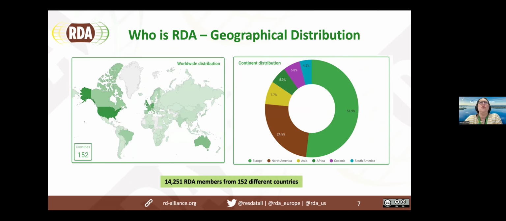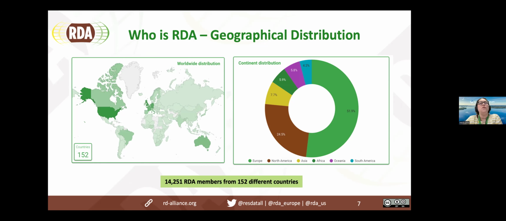Geographical distribution. So it is truly a global organization, 152 different countries represented. The biggest, most influential individual country is, of course, the US. But then out of the continents, Europe is the best represented. And for a time, the European Commission was, it still supports RDA, but was maybe more visible in the RDA activities.